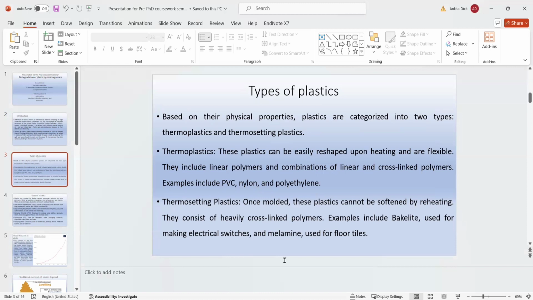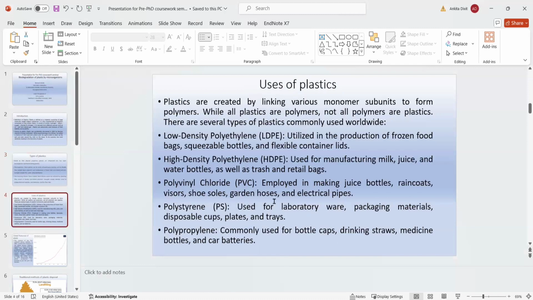Thermosetting plastic, when molded, cannot be softened after reheating. They consist of heavily cross-linked polymer. Examples of this polymer include bakelite, which is used for making electrical switches, and melamine, which is used for floor tiles.